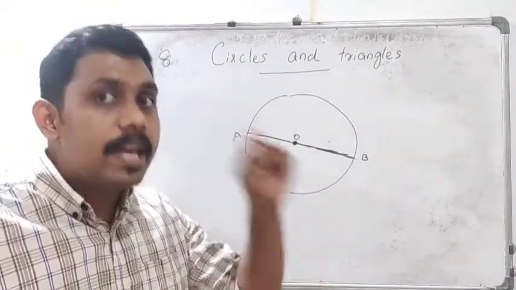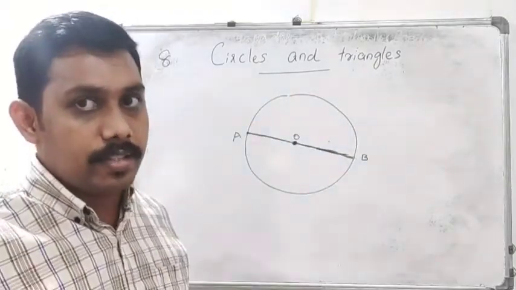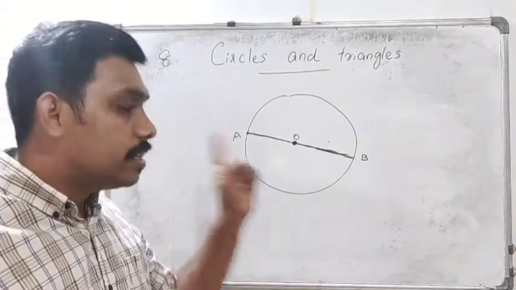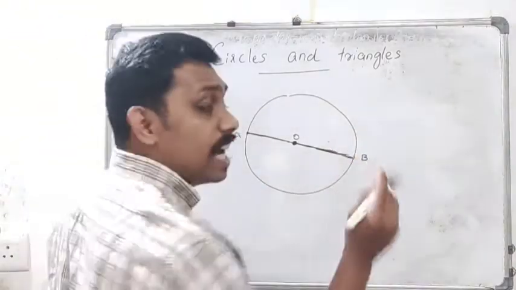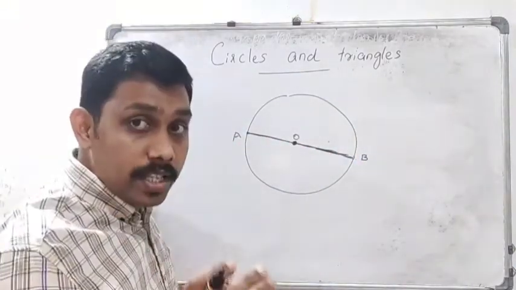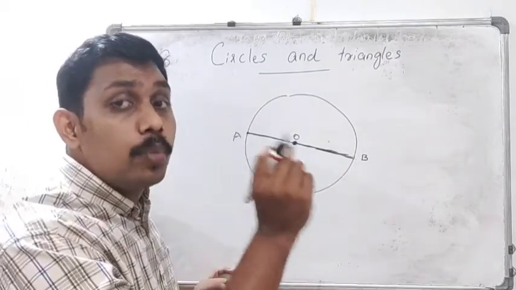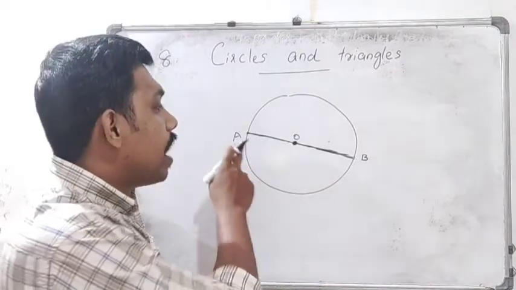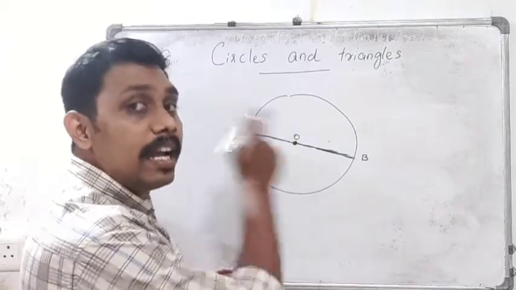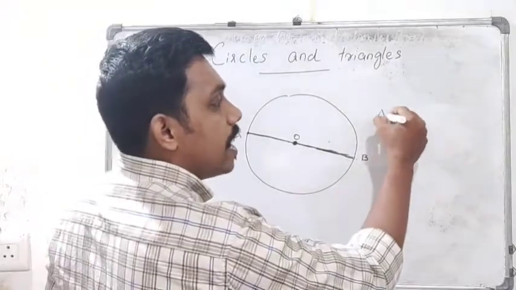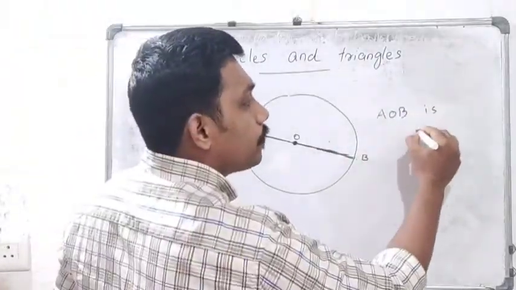That means AB has a length which is twice that of the radius. This line segment is called the diameter of the circle. That means the line segment which passes through the center of the circle and also joins two points on the circle, here points A and B, is called a diameter. So the line segment AOB is called what?